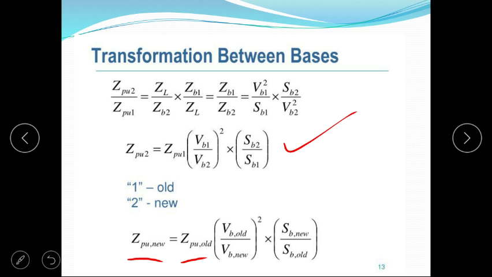Now the relation between Z per unit new and Z per unit old is: Z per unit new is equal to Z per unit old times V old upon V new, squared, times S new upon S old.